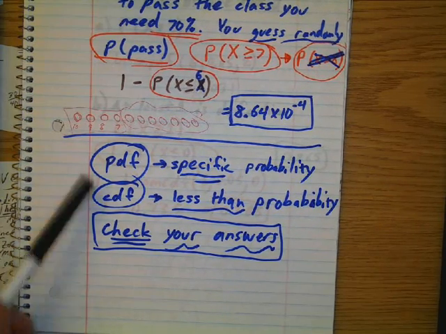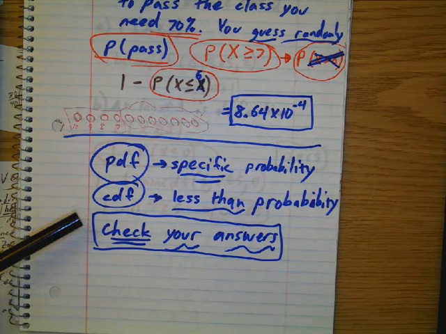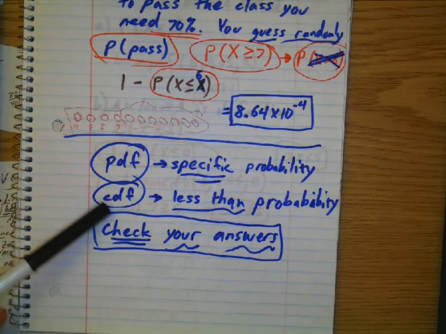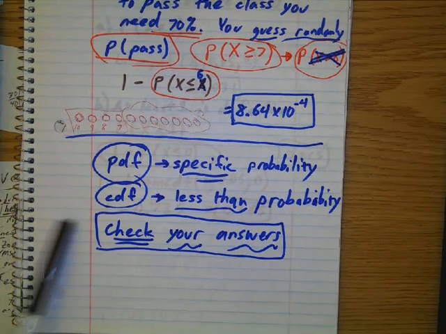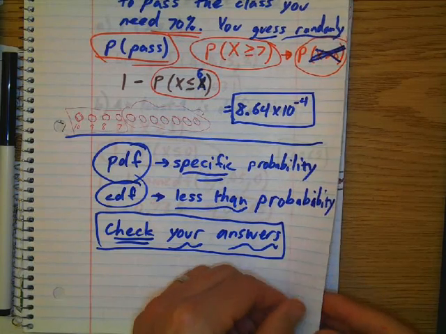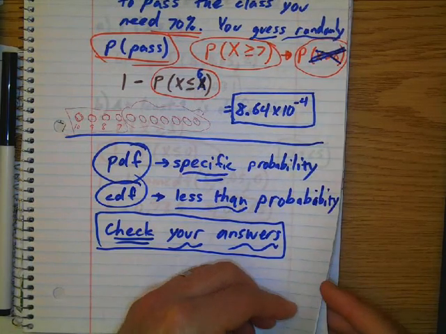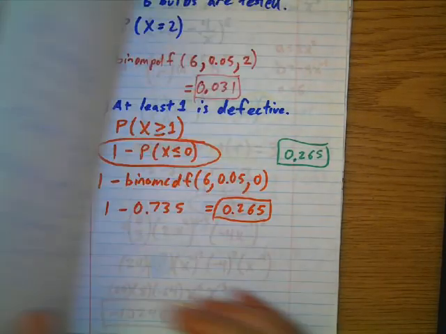PDF is when you want a specific probability, like the probability of getting A 2 times. CDF is when you want less than a probability. Check your answers when you put them into the calculator against the answers from the solution. You want to make sure that you're putting it in correctly. And that's it for the notes.